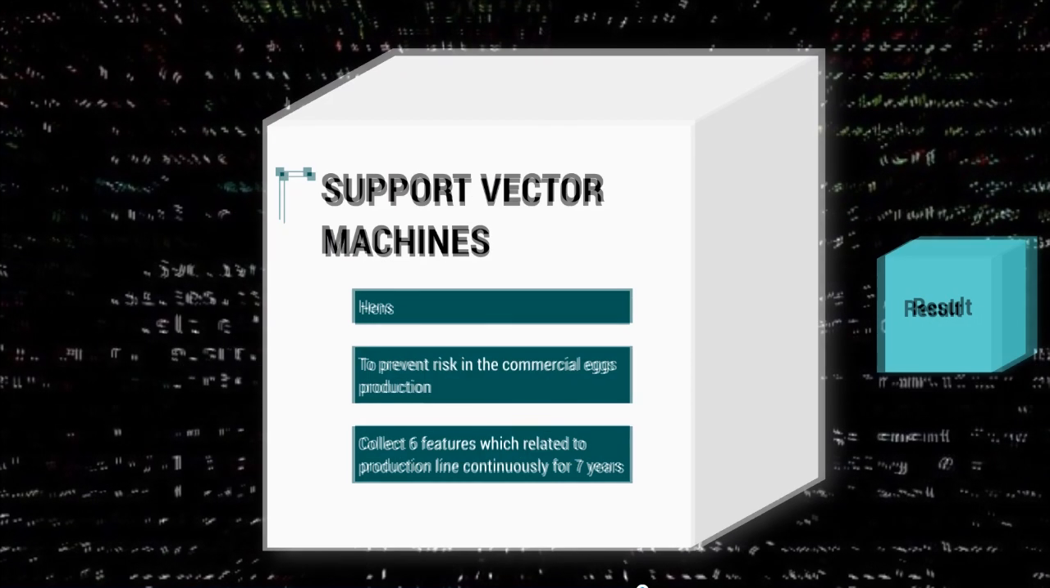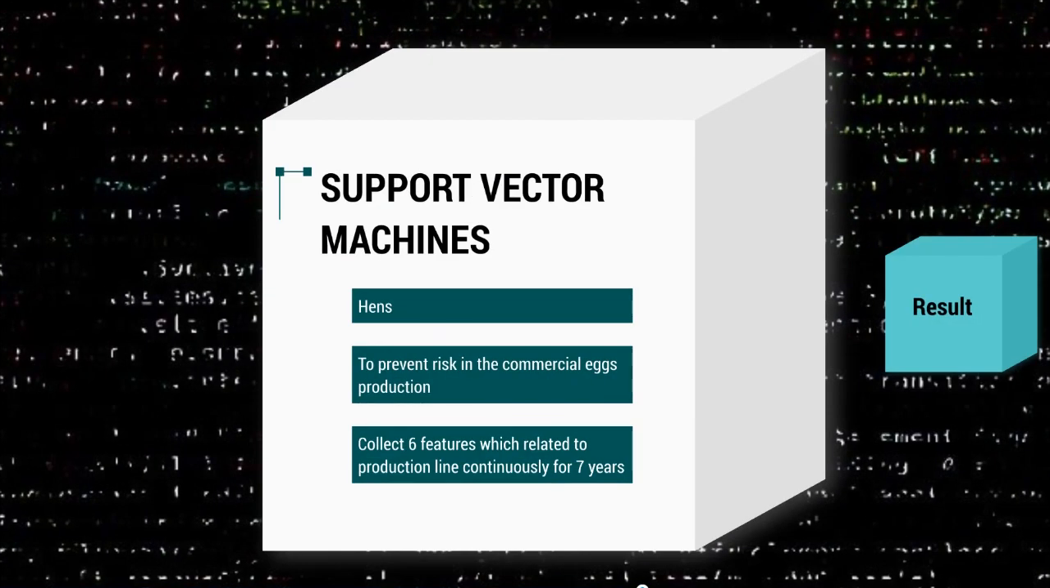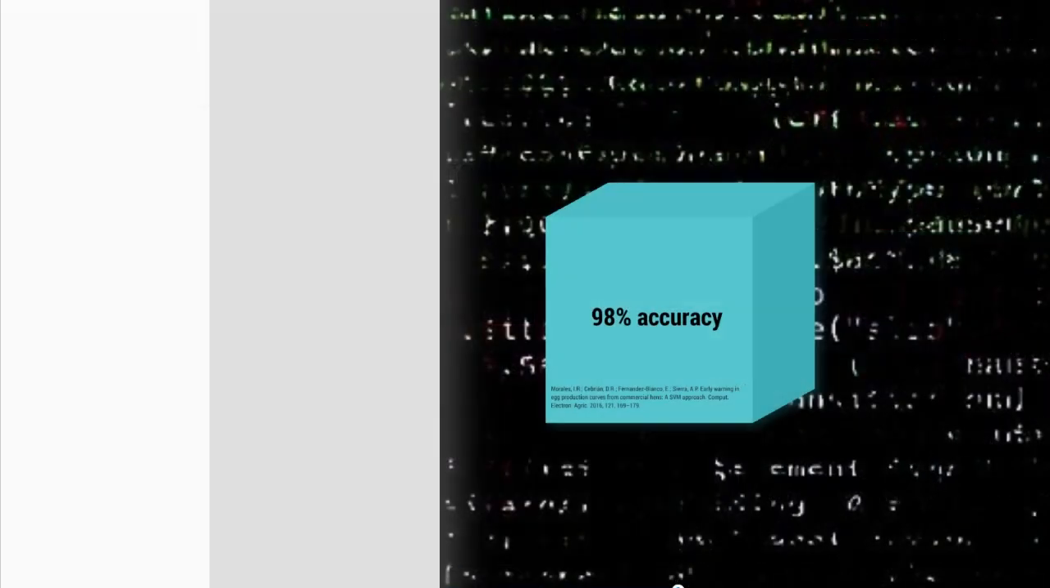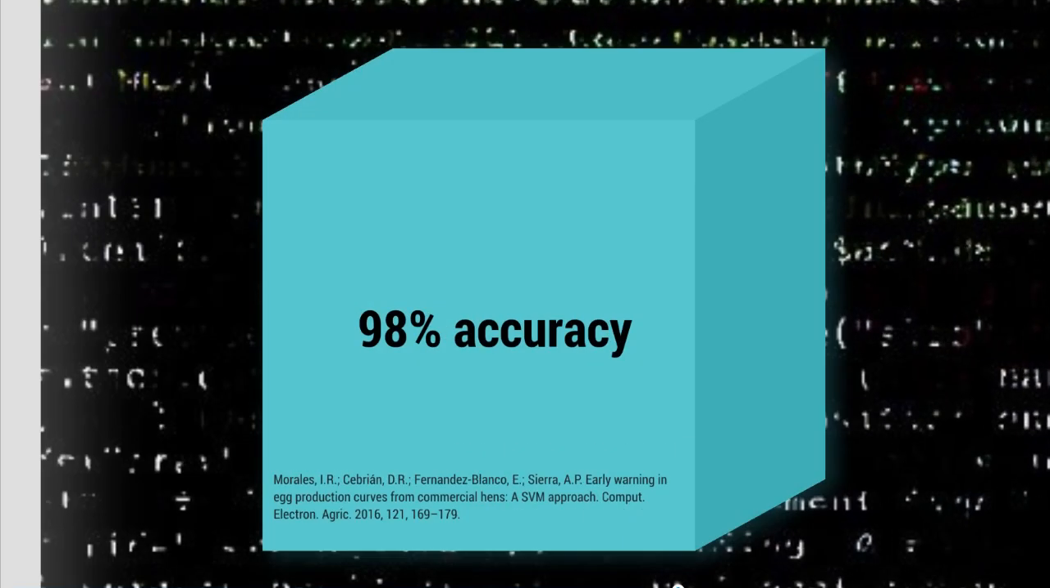Next, the SVM model is being used in two studies, where one is to prevent risk in commercial egg production, and another is to predict the bovine weight trajectory over time. Six features of the hens were collected continuously for 7 years, and the early warning is accurate up to 98%.